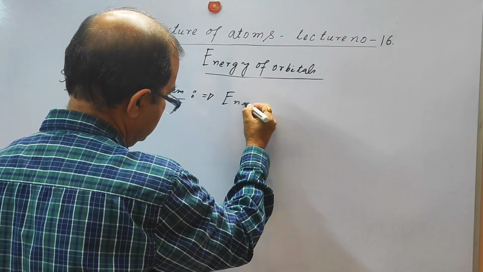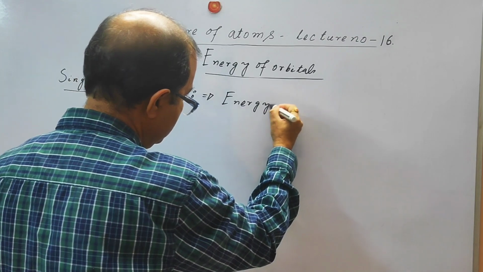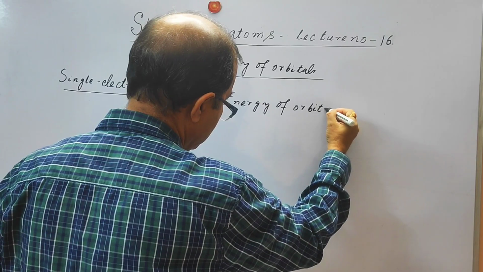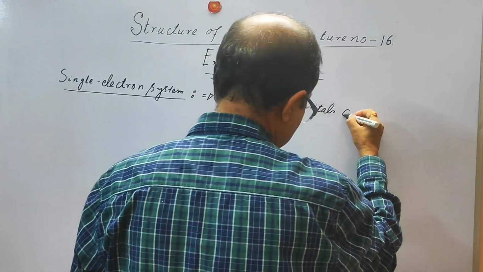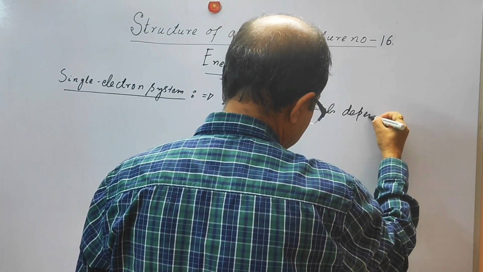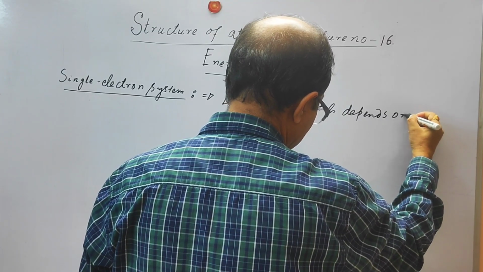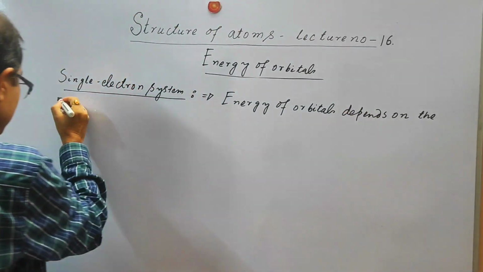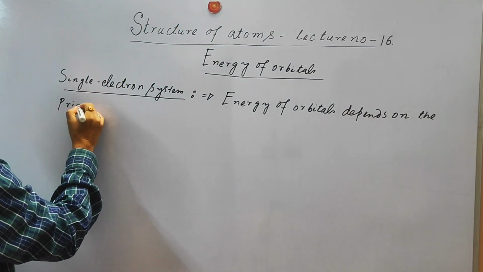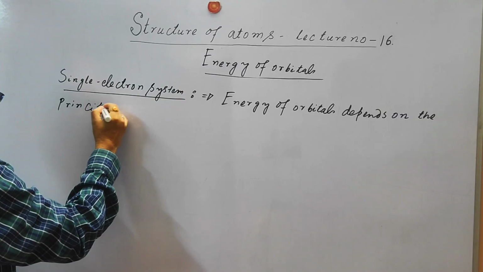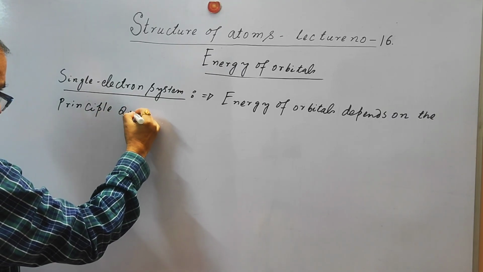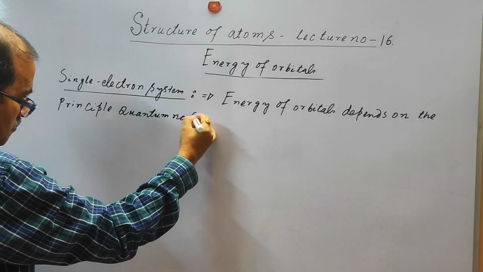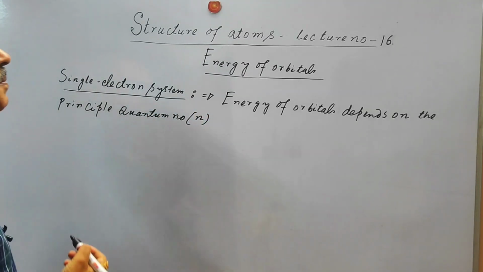So we can write this very important thing: energy of orbitals depends on the principal quantum number, that is n.